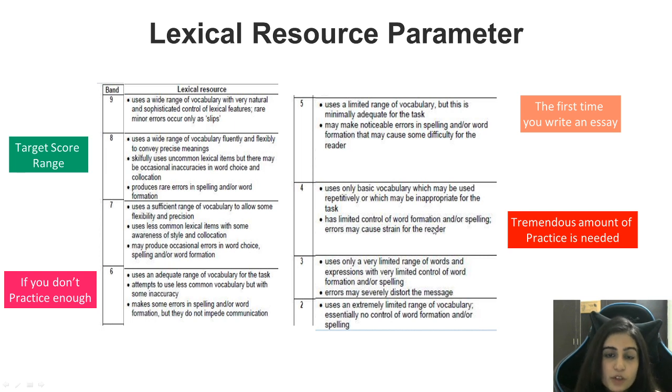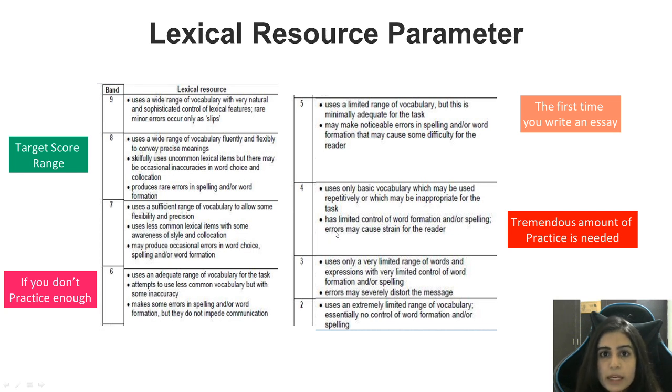Okay, so that's changing word formation and or spelling. So you also struggle with spellings. So this is another problem here. Then errors may cause strain for the reader. This is one biggest blunder.